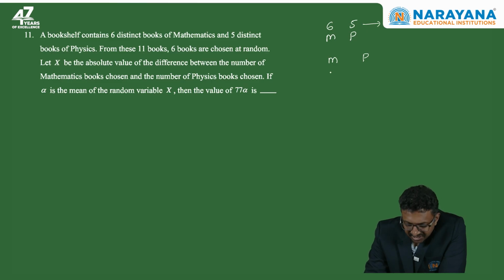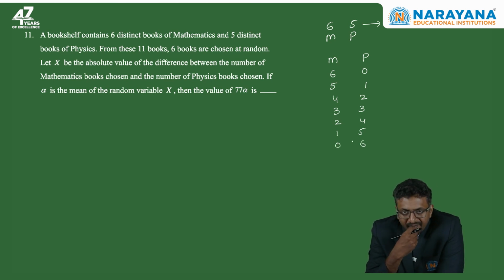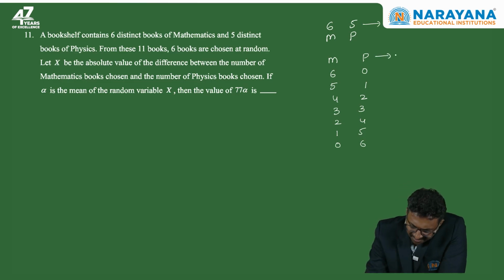So, the combinations are 6 0, 5 1, 4 2, 3 3, 2 4, 1 5, 0 6. So, when you take 6 books, this is the number of combinations: all 6 maths, 0 physics, 5 maths, 1 physics, and so on. And what is the random variable that is being defined? The random variable is the absolute difference between the number of maths books and number of physics books.